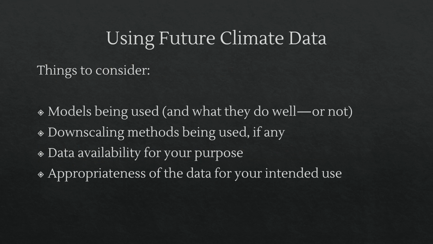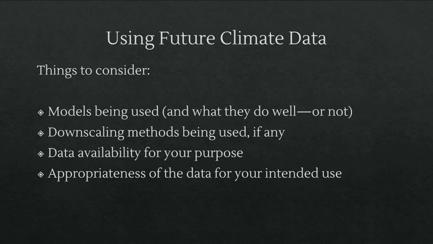Okay, so some things to consider when you're using future climate data, because not all models are the same, not all climate data is, are, whatever, I use it interchangeably, are the same. So first of all, which models are being used and what those models do well or don't do well. Some models are really good at dealing with mountains that exist, or they're really good with dealing with, I don't know, weird stuff like water vapor in the air or clouds or any manner of things.